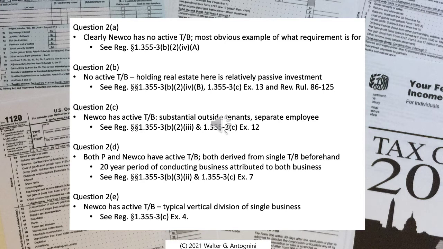In 2E, P is in the construction business. P currently has 2 ongoing construction contracts. The assets transferred to NewCo consist of one of the contracts along with the equipment and employees dedicated for this construction. P also transfers some of the administrative assets and employees to NewCo. This is your typical vertical division of a single business. Both corporations will be considered engaged in the active conduct of a trade or business.